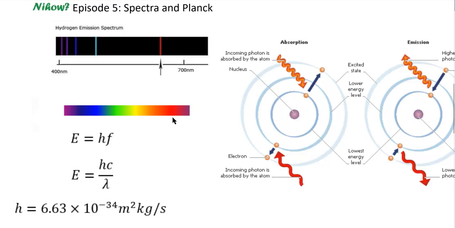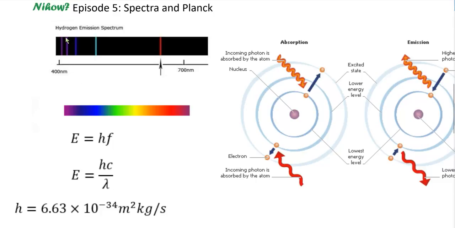So, as you may or may not know already, red is a higher wavelength, greater wavelength, lower frequency, and lower energy. This E equals hf formula can also be translated into E equals hc over lambda, and this is the value of h in meters squared kg per second.